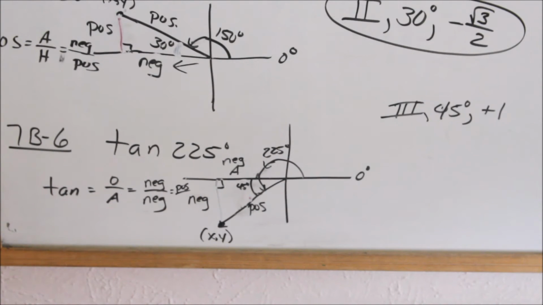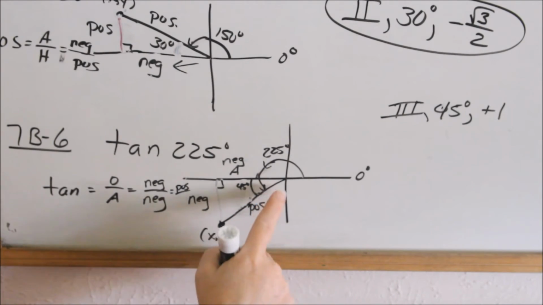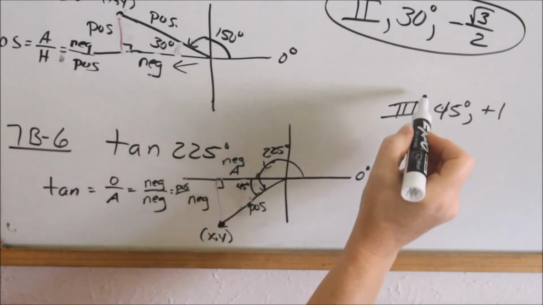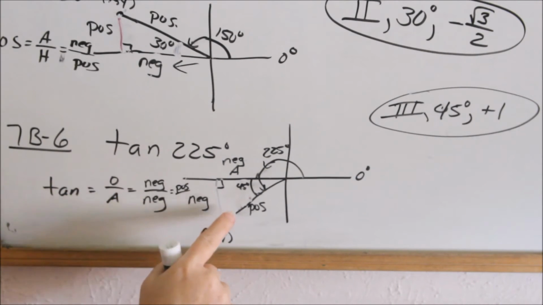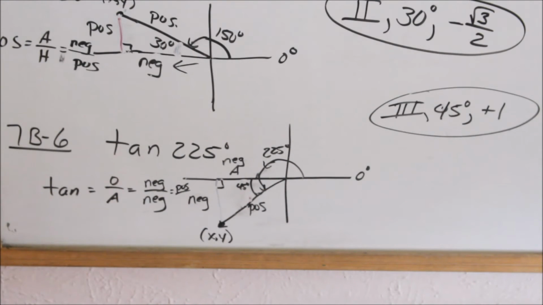If you don't believe me, you can put it in your calculator, and you can double check yourself by putting it in your calculator. But using this little graph and chart is how you determine the sign of this trig function. The sign will change depending on what quadrant you are in.